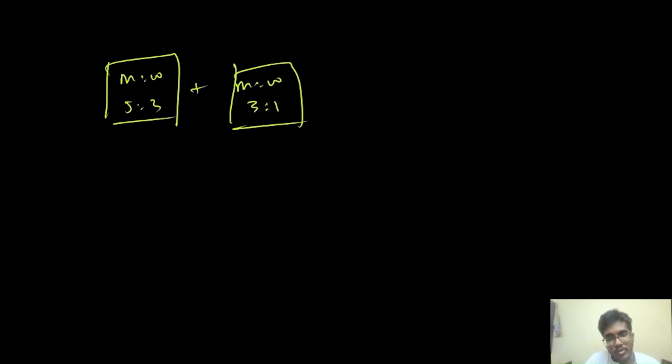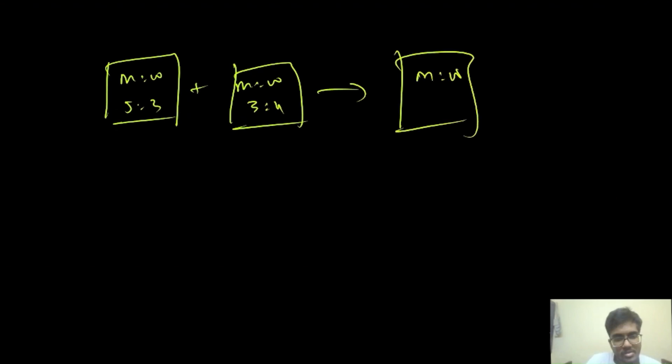So milk is to water is equal to 5:3, plus milk is to water is equal to 3:4, and you need to find the final mixture. Both are being added. So how do you do this? What is method 1?